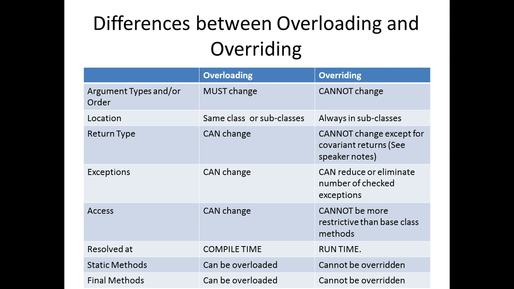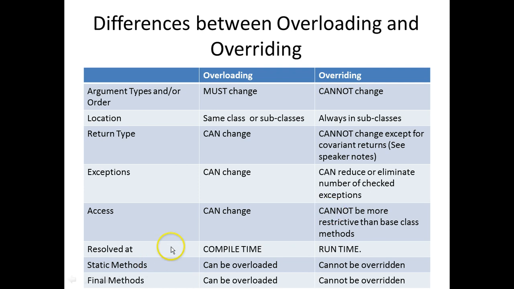And the access modifier, in overloaded methods, it can change. One overloaded method can be public and another can be private or protected. But for overriding, it cannot become more restrictive than the base class. For example, in the base class, if the method is public, you cannot make it protected or private in the derived class. Whereas if it is protected in the base class, you can make it public in the derived class. So the idea is you cannot make it more restrictive than the base class method.